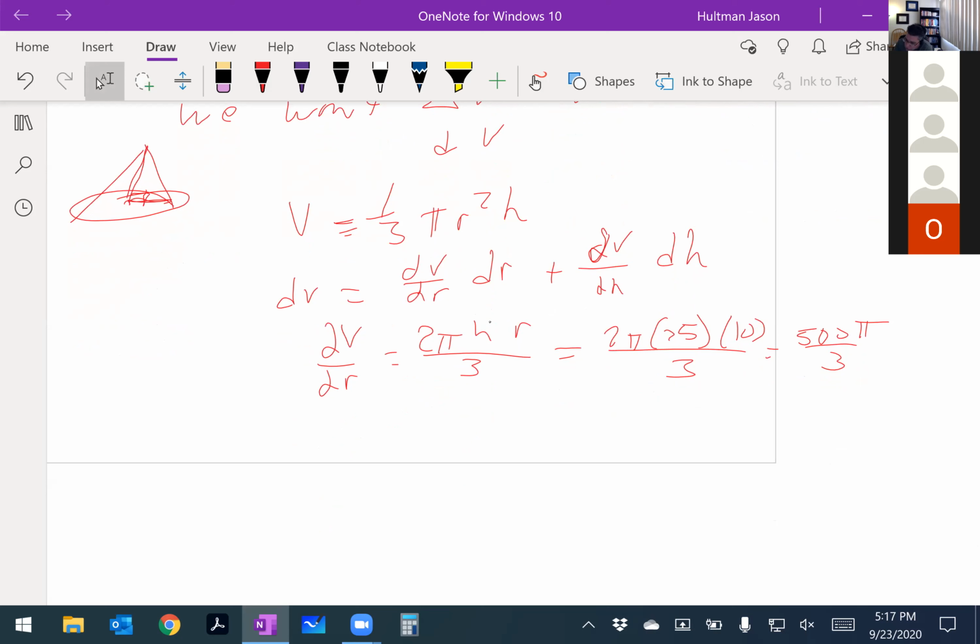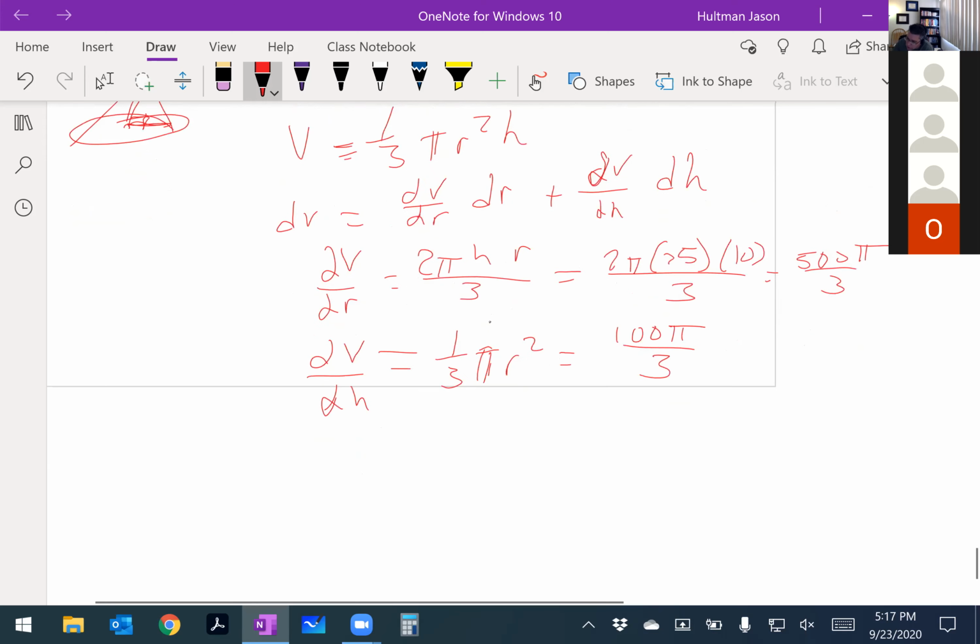Okay, so what's dV/dh? Let's take that one. Now take the derivative with respect to h. Well, everything stays except for the h. Left with 1/3 pi r squared. Okay, so this is just going to be 10 times 10, which is 100. So this is 100 pi over 3. Okay, that's kind of cool.